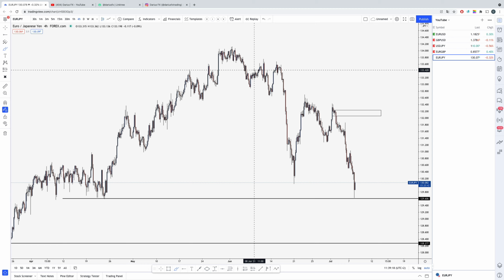We have here our top-down analysis, so every single time frame is included that is necessary to look for the potential direction for this pair. And yeah, hopefully it will help you with your trading.